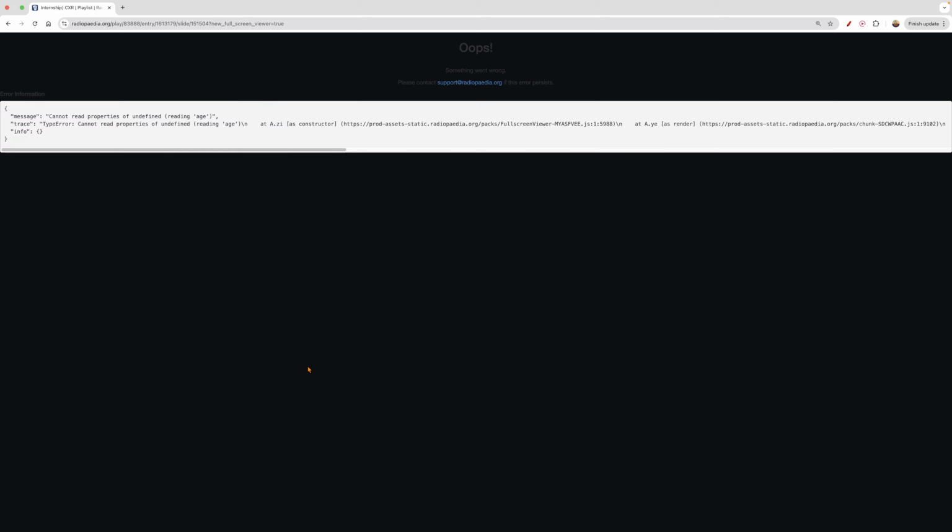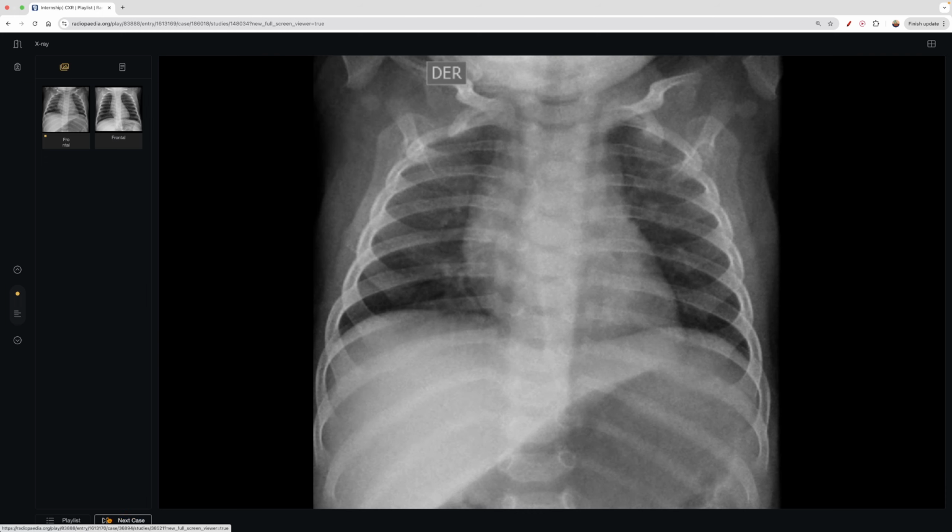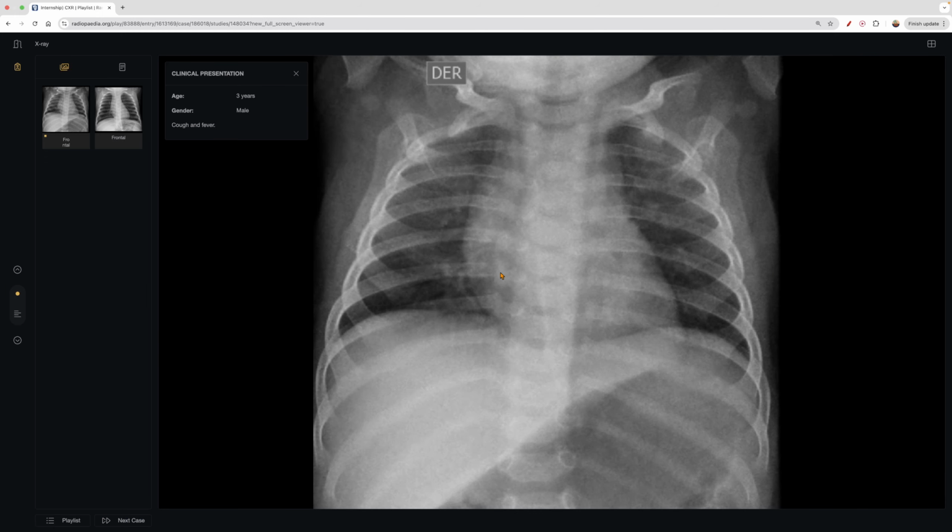Let's move on to the inspiratory effort aspect. So this is a pediatric patient. Pull this back up. A 3-year-old male, you can tell it's a young guy. His bones aren't fused yet.